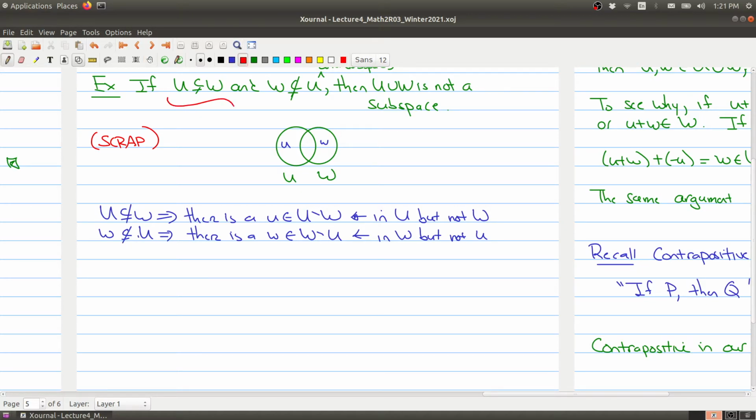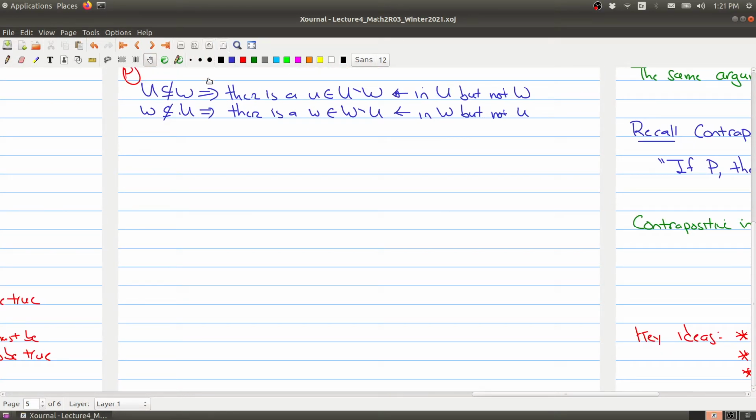So maybe here I'll label the P part right here. This is the P part, and this is the Q part. This is my conclusion, right? So here's my P here, and maybe at the bottom of my page, this is kind of like what I like to do, is put my Q part here, and this is what I'm aiming for: U union W is not a subspace.